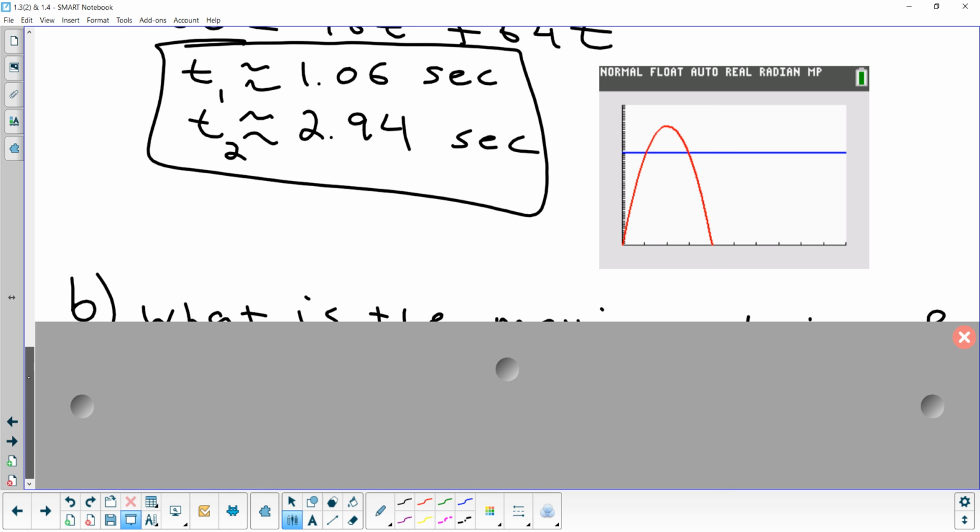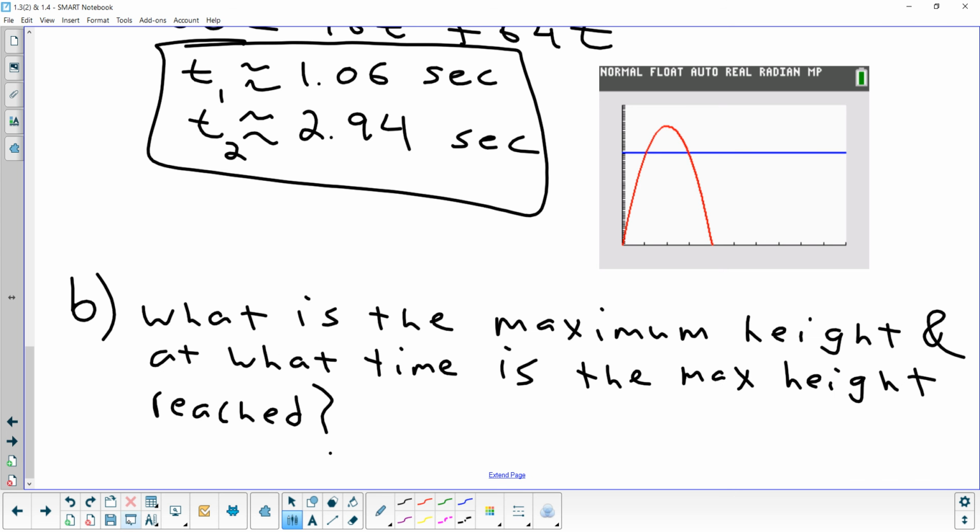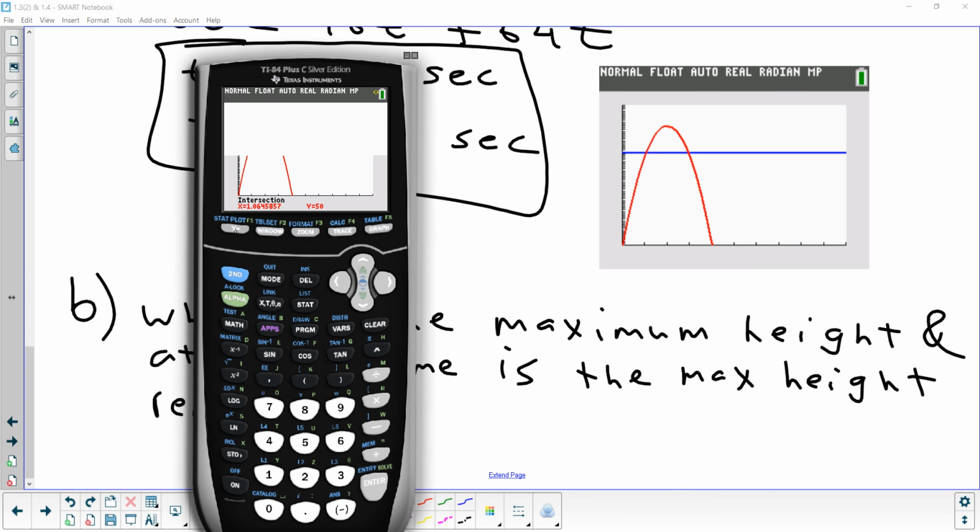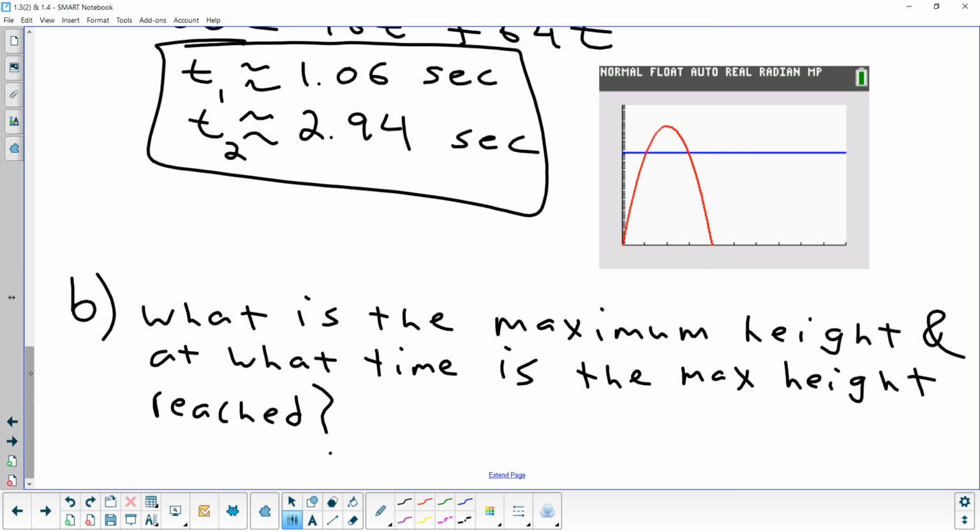And the last question they ask is, what's the maximum height and at what time do we reach it? So we don't care about this 50 anymore. That was the other part. What is the maximum height and when do we reach it? Well, we know it's higher than 50. It definitely goes above 50.